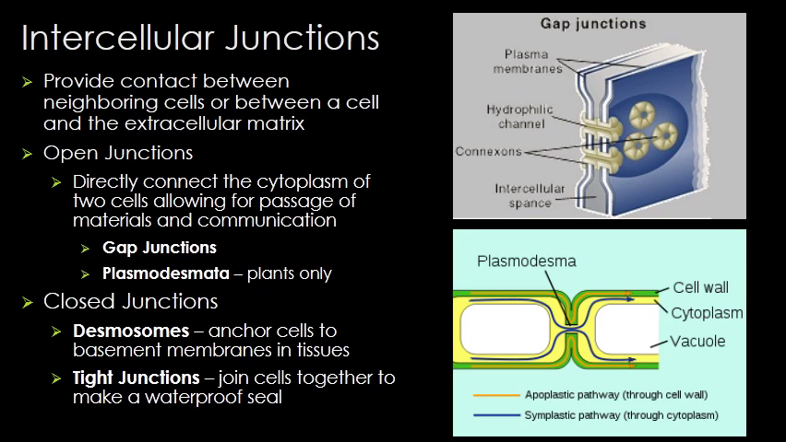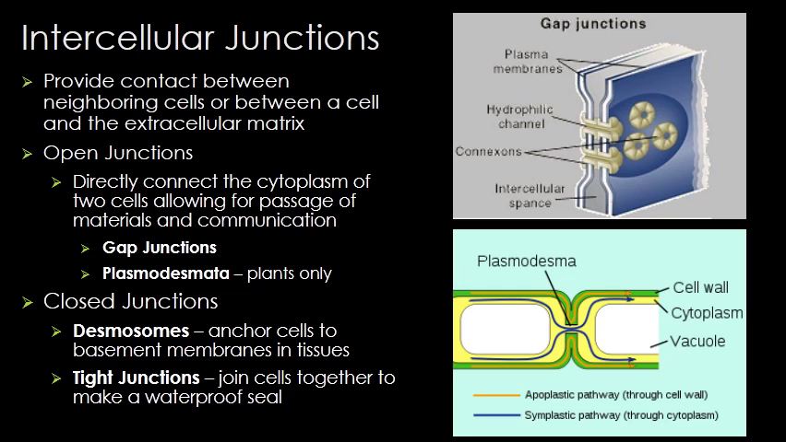The two types of open junctions that we're going to discuss, one is in animal cells, the gap junction. So small molecules and electrical signals in one cell can pass through gap junctions to adjacent cells, and it's going to allow tissues to coordinate response to stimuli. For example, there needs to be a coordinated movement of muscles leading to childbirth, and gap junctions allow that to occur.